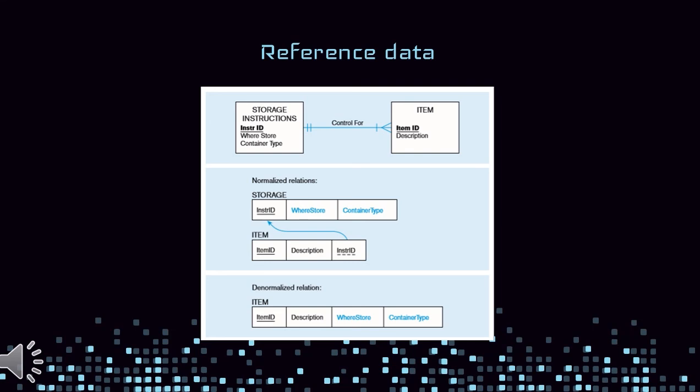And in that example, several items have the same storage instruction, and a storage instruction relates to only two items. The storage instruction data could be stored in the item record, creating coarse redundancy and the potential for extra data maintenance.